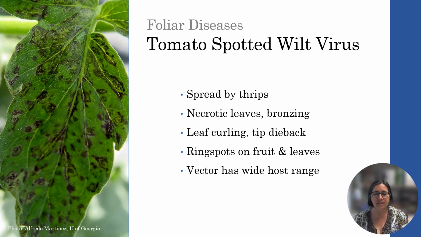Now, with most viruses we know the symptoms will be a little bit ring spotted on fruits and leaves. And if you look closely at the image here on the left, you'll see some of those ring spots, right? Almost like leopard spots. And that is indicative of tomato spotted wilt virus.